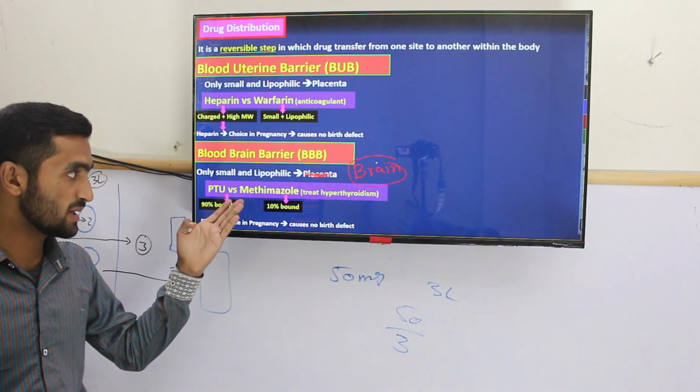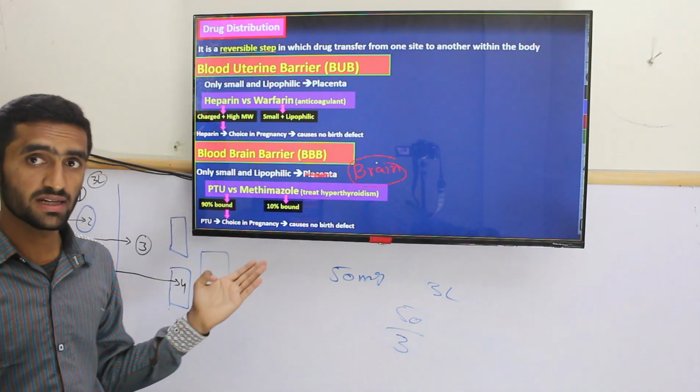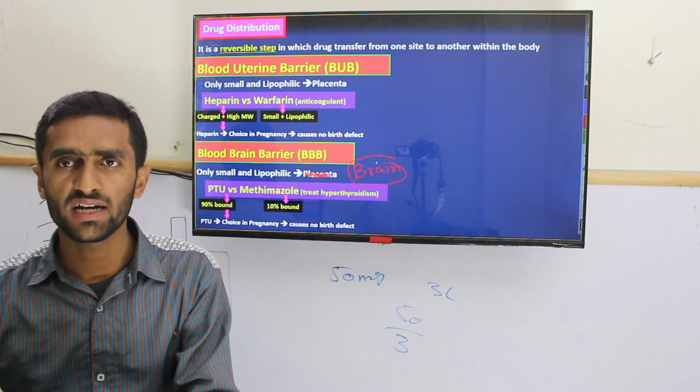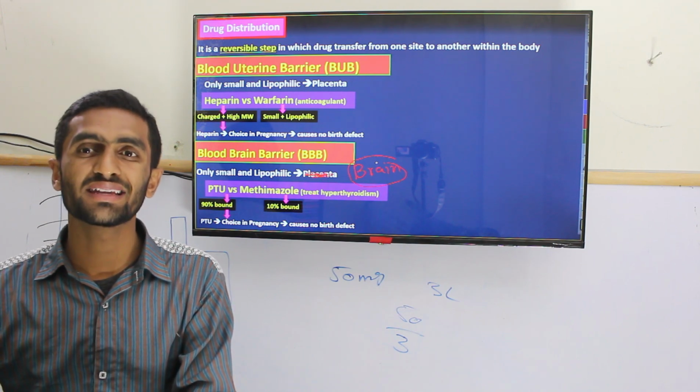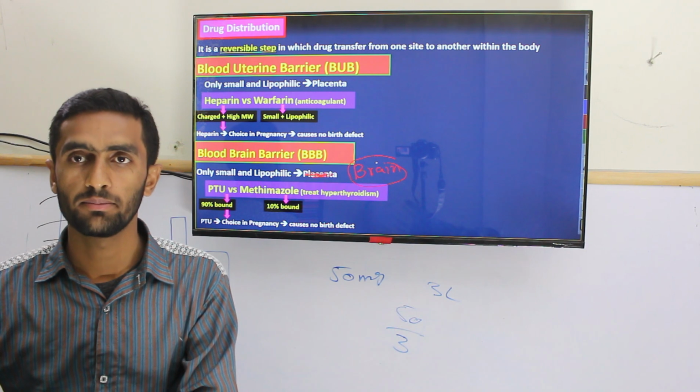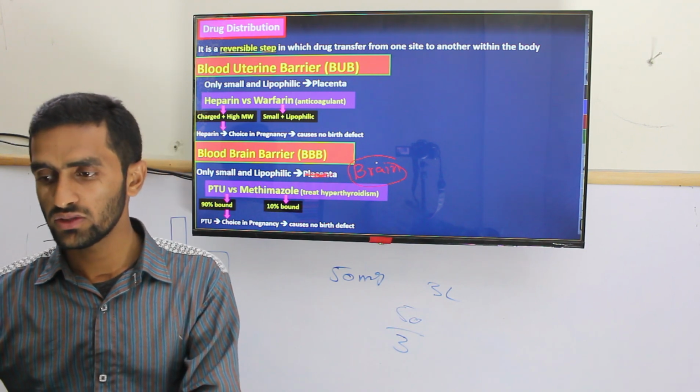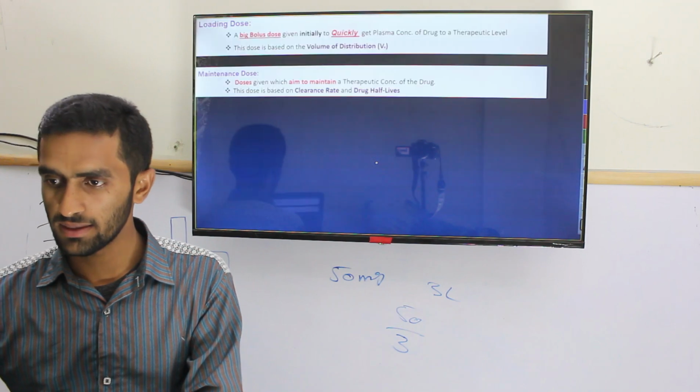Otherwise, if you give methimazole, for example, it can go to the baby, where the baby is not a hyperthyroid patient, so it can cause cretinism, meaning their brain is not developed properly. So we should be careful regarding all these concerns.